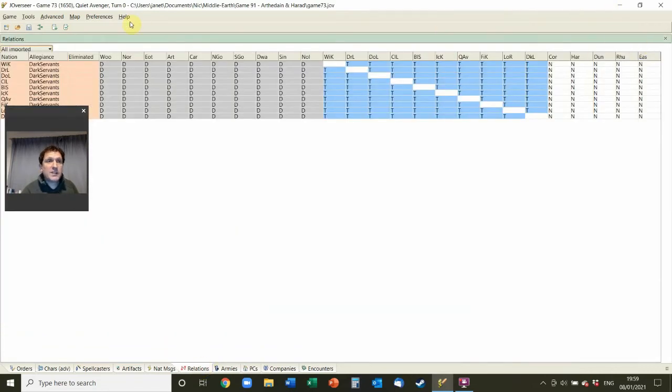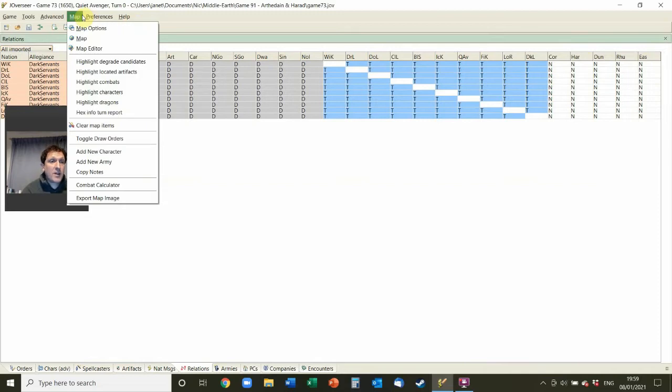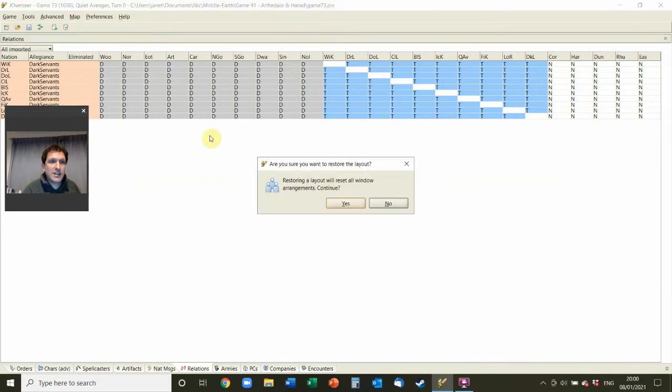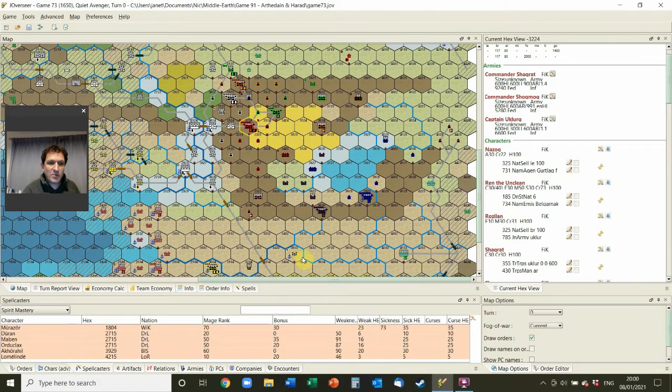Relations, I've just messed this up, hang on a minute. If you ever double click and mess it up like I do frequently, you can just go to Preferences, Restore Layout, select Classic Layout, go Yes, and we're back to where we were. So that was a learning experience for us.